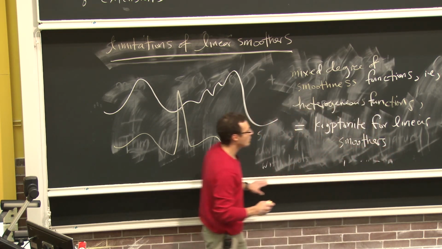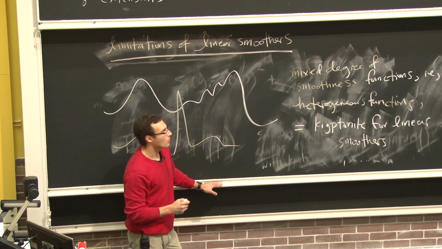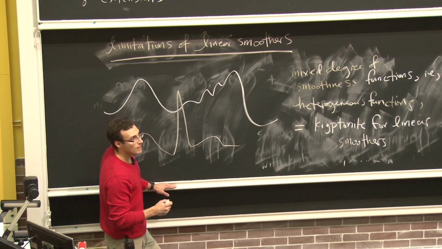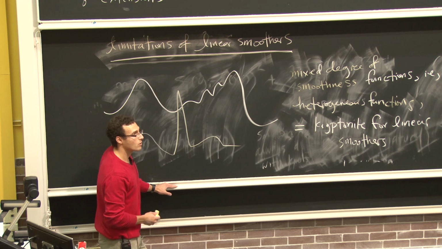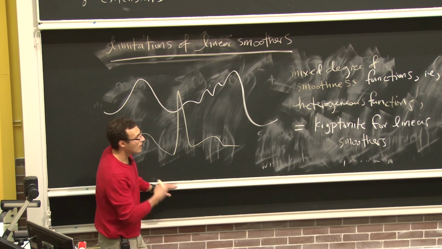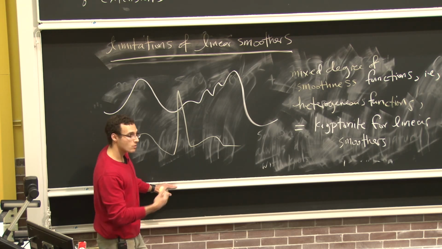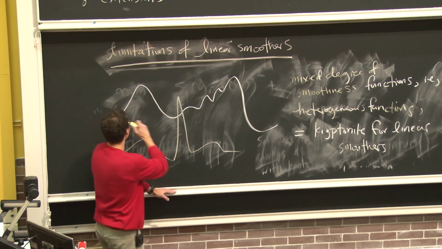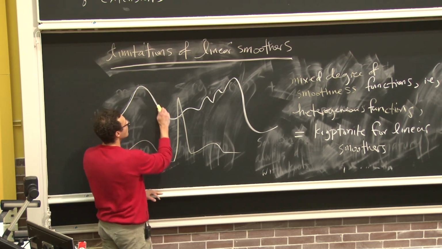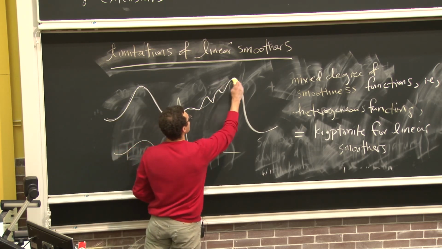You can see a nice example in the notes where I have a function that looks like this. If you try to fit it with a linear smoother, say smoothing splines, then no matter how you tune lambda, it's just not going to pick up this behavior. With a smoothing spline, if you make lambda large, it's going to do a good job of smoothing this out. Then it's going to try to smooth this out as well.